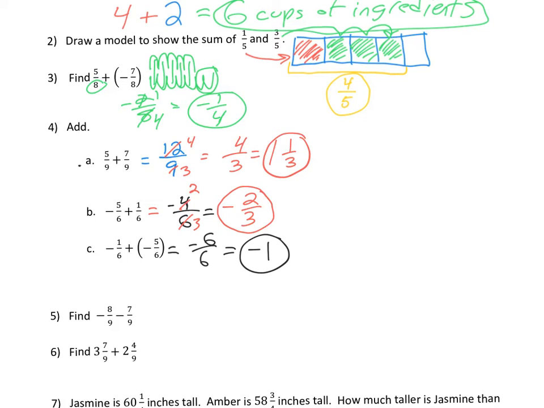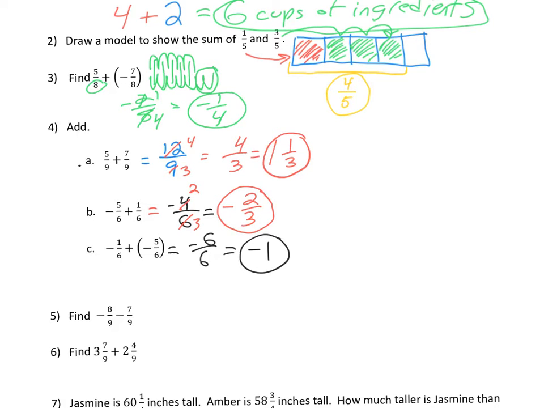In part B, I've got 5 holes and 1 pile, leaving me with 4 holes, and then I reduce that fraction. And then in C, I have 1 hole and another 5 holes, which gives me 6 holes.